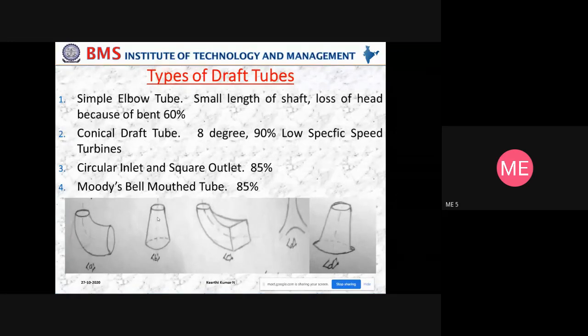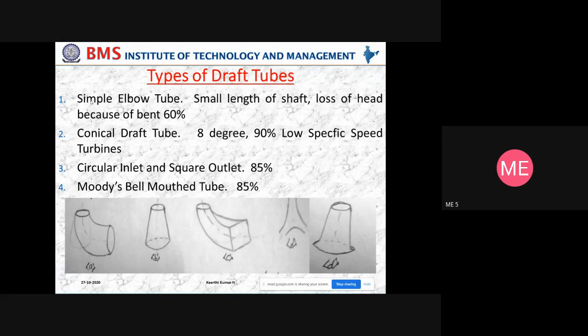Draft tube, so many times he has asked: with a neat figure, explain the different types of draft tubes along with their function. You can see the previous question papers. In most of the question papers, this question is mandatory. Along with the different figures of the draft tube, mention its advantages or the application of a draft tube. Like that, he'll ask in some other way.